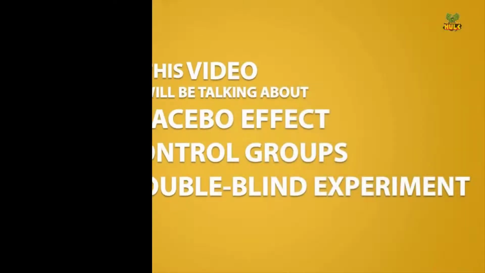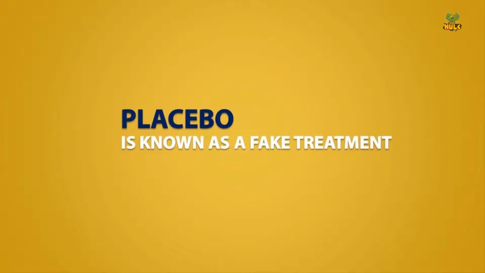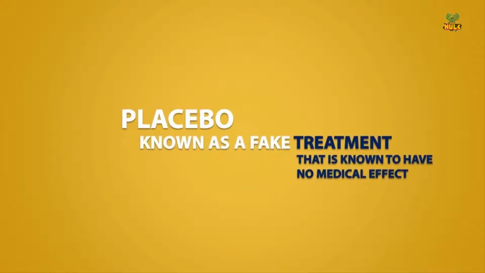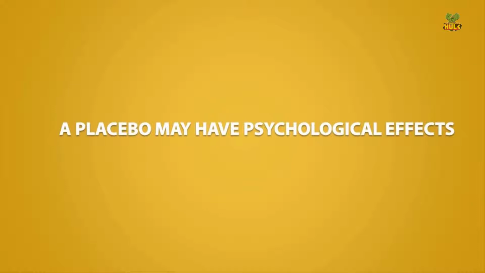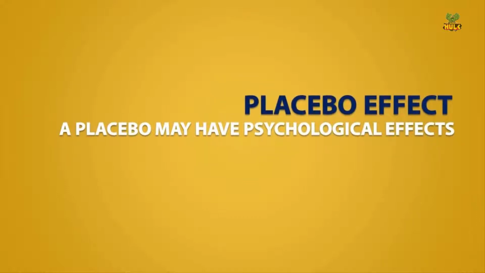In this video, we will be talking about the placebo effect, control groups, and the double-blind experiment. A placebo is known as a fake treatment. It could be known as a fake pill, drink, lotions, or any type of treatment that is known to have no medical effect. However, a placebo may have psychological effects.